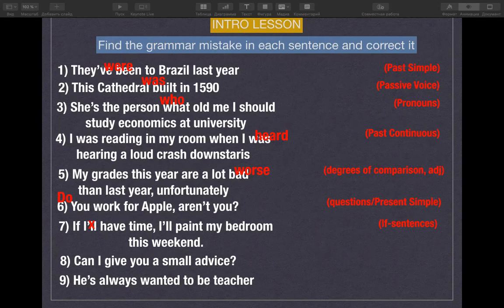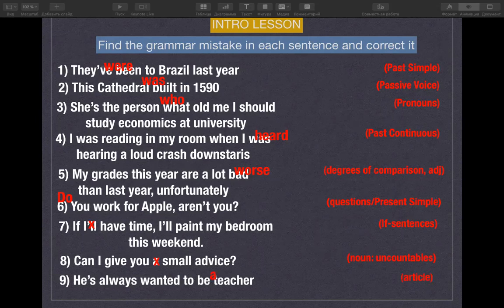Can I give you a small advice? Мы не можем так сказать, потому что advice такой существительный, перед которым не употребляется артикль, так же как слово weather, погода, information, baggage, luggage, and so on and so forth. Нужно повторить существительный раздел неисчисляемый, uncountables. He's always wanted to be a teacher. He has always wanted to be a teacher.